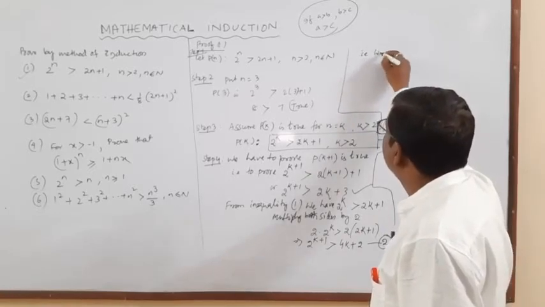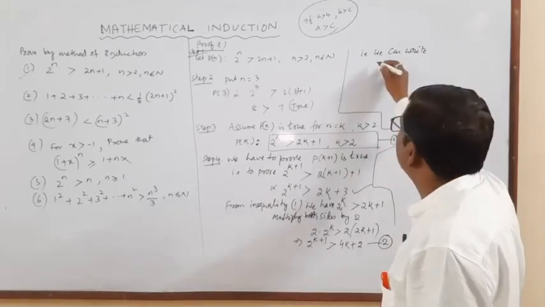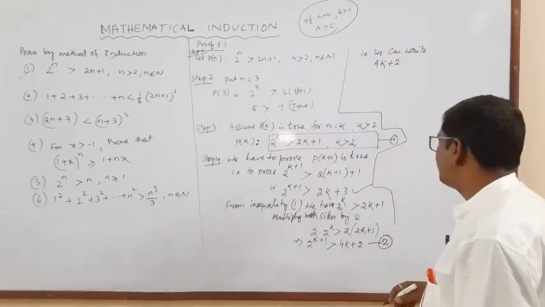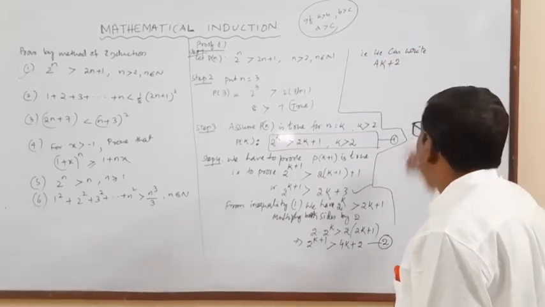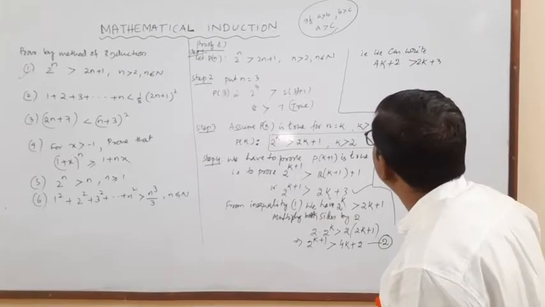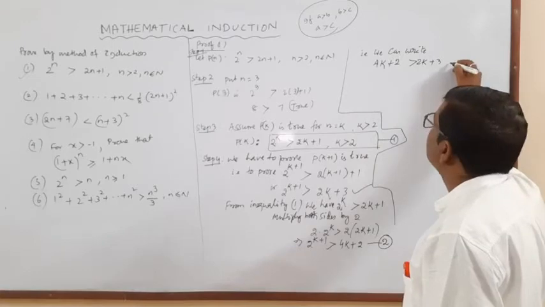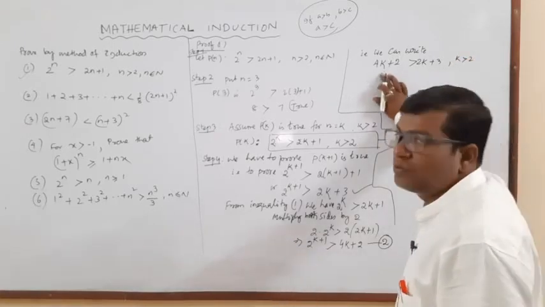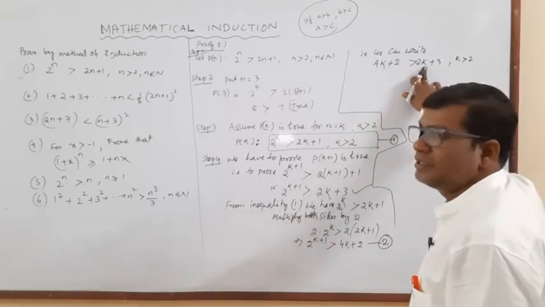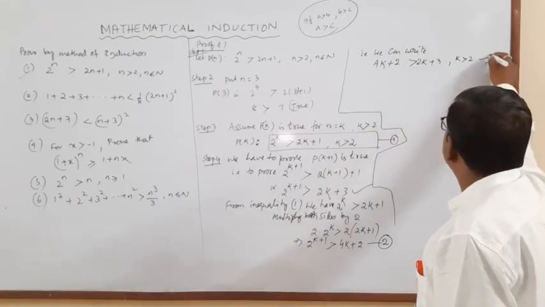Also we can write 4k plus 2 greater than 2k plus 3 for k greater than 2. Suppose k equal to 3 here: that is 12 plus 2 is 14, and putting 3 on the other side, 9. So it is satisfied. Suppose this is inequality 3.